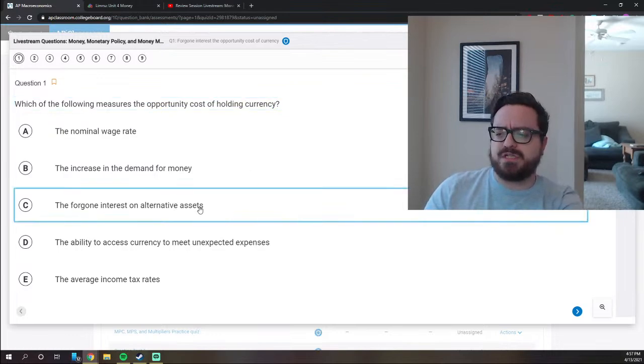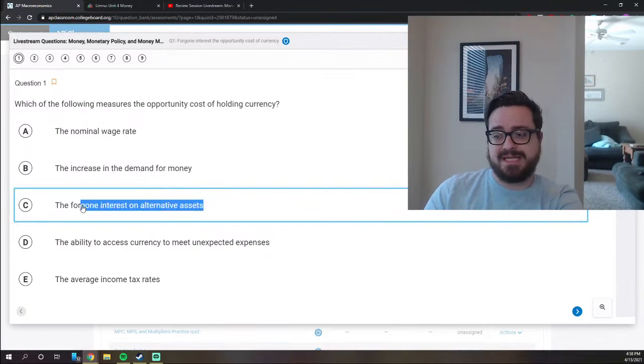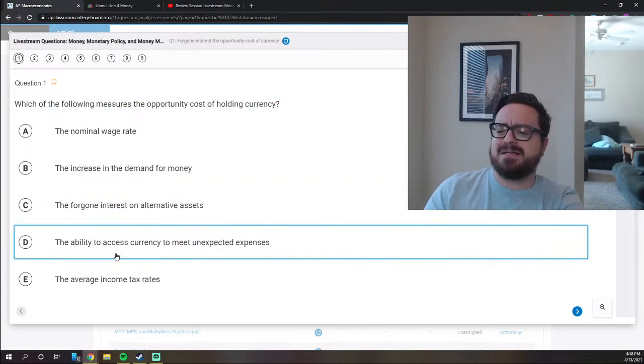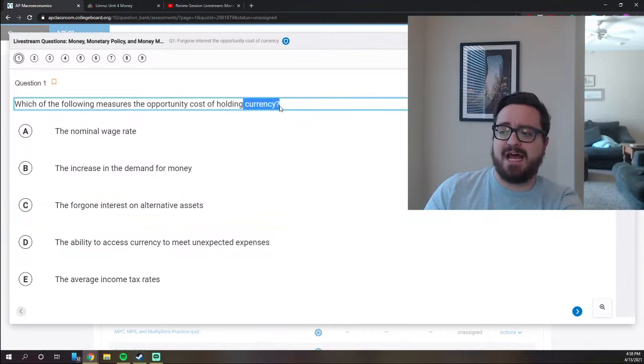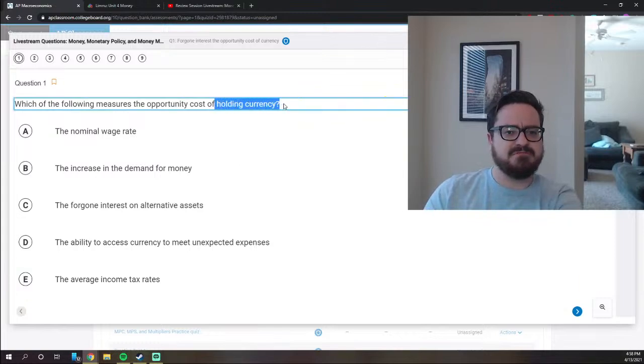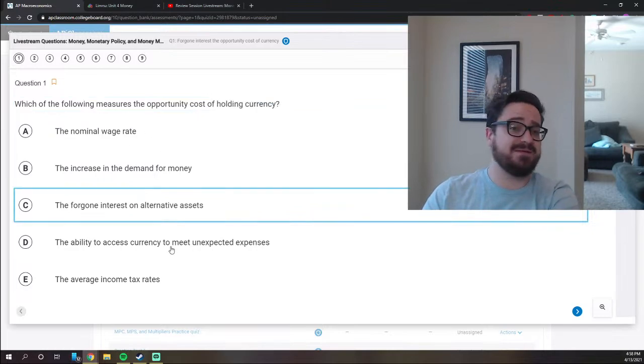The foregone interest on alternative assets, being like a bond or a stock or a deposit. Okay, if I have it in cash, I don't have the asset, so I can't collect interest, so I am giving up interest, and that is a cost, so C can work. The ability to access currency to meet unexpected expenses. I mean, I have currency, so I did not give that up. The average income tax rate. I don't avoid income taxes by holding currency. That's not how that works. So it is C. Most of these are the ones that didn't make any sense at all.